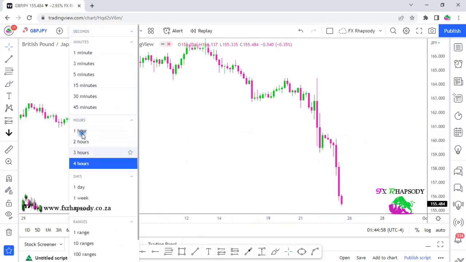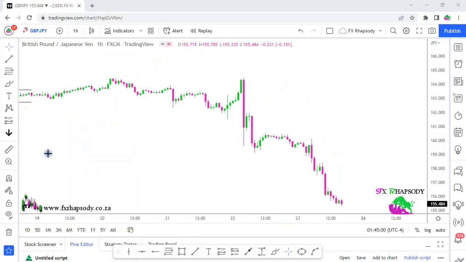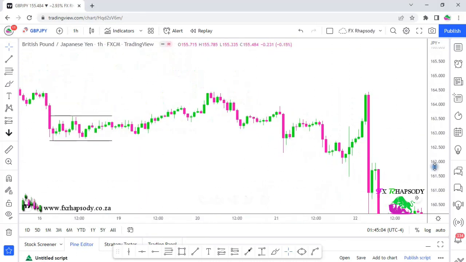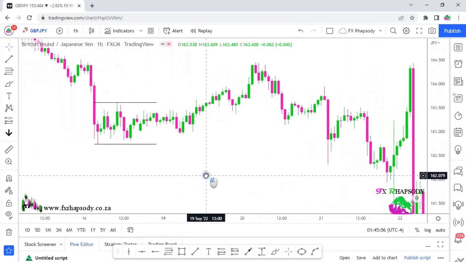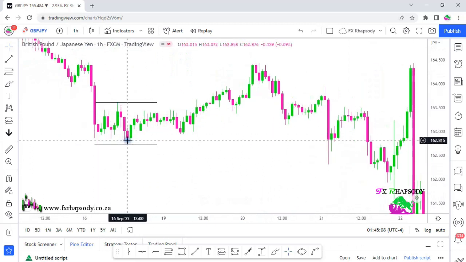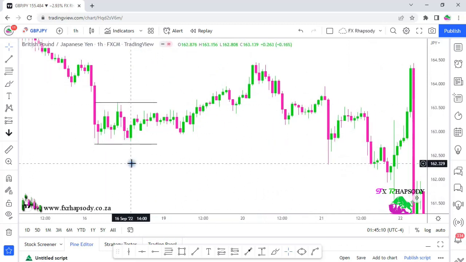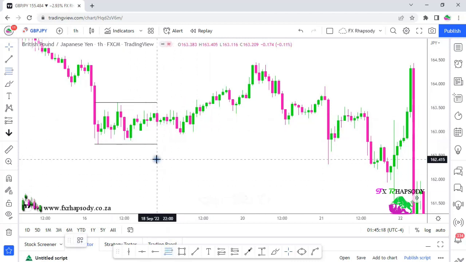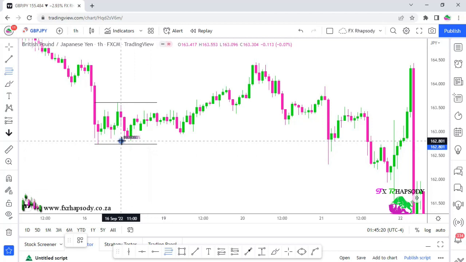Hourly time frame, let's have a look at what happened there this week. Like I said before, at the end of every analysis I do for a currency pair, I highlight two areas in the market, the high and the low, just to see what price is going to be doing in that area and then react to price when it breaks. So we could see a nice little setup that we could have taken, a nice little buy.